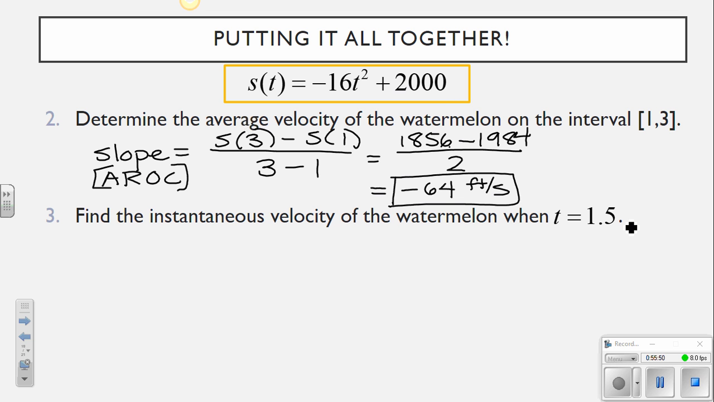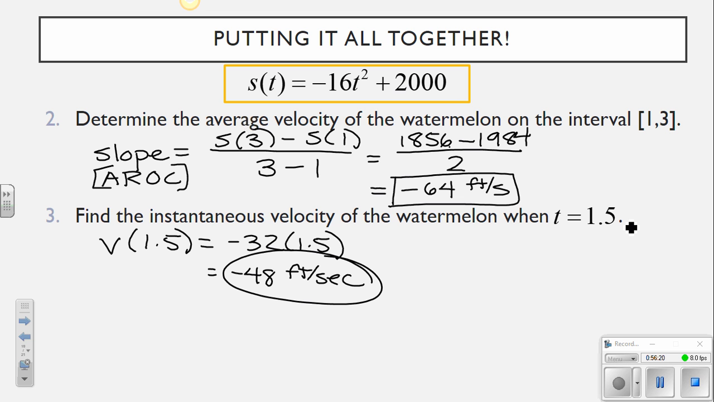All right, we already found the velocity function, right? We want to know the instantaneous velocity. What are we going to do? Plug in 1.5 for t, correct? So that's negative 32 times 1.5. Negative 48. And what's the units? Regardless if it's average velocity or instantaneous, the rates are still the same. It's going to be position over time. So in this case, feet per second. Goes with me? That one's easy.